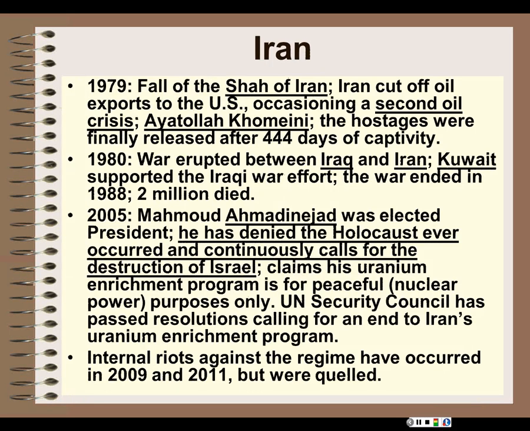Well, now we turn to Iran, formerly called Persia. And for years and years, the Shah of Iran had a dictatorship there. The United States was friendly with the Shah of Iran, seeing as Iran was an important producer of oil. In 1979, the Shah of Iran fell from power, and Iran cut off oil exports to the U.S., occasioning a second oil crisis in the United States.